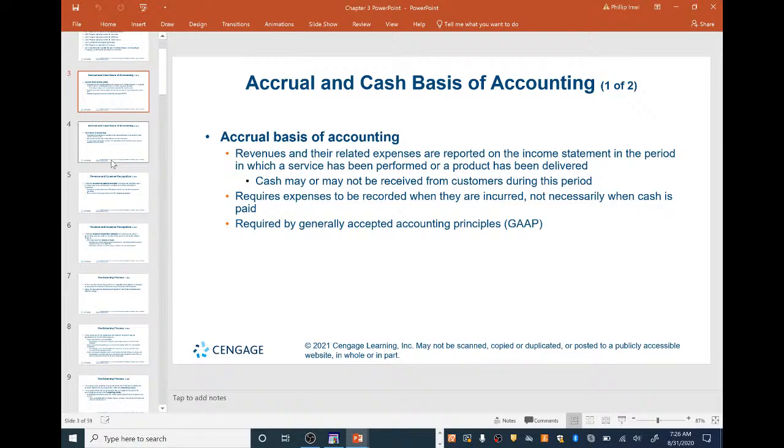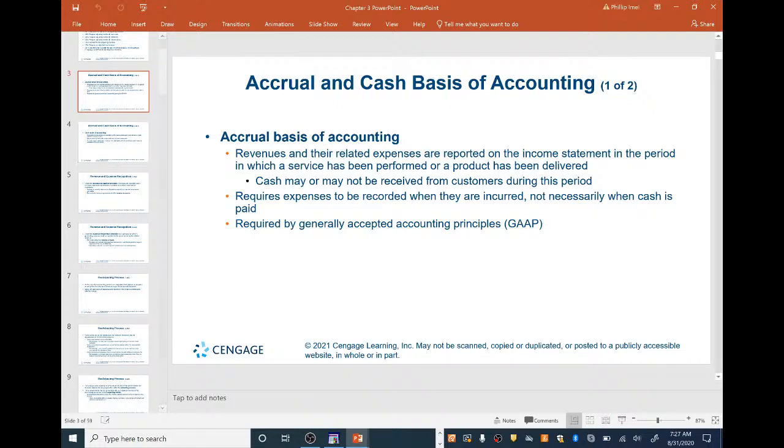So what are the differences between accrual basis of accounting and cash basis? It says here that accrual basis of accounting is going to measure revenues and their related expenses in the period in which the service has been performed or product has been delivered, okay? So we're more concerned with when the transaction takes place, as opposed to when the actual cash is received from that transaction. Because obviously if we're entering into a transaction, it's to make money, right? So they're going to pay us for that transaction. What the accrual basis is saying is we're more concerned with when we actually have that transaction with the customer as opposed to when that customer is paying us the money.